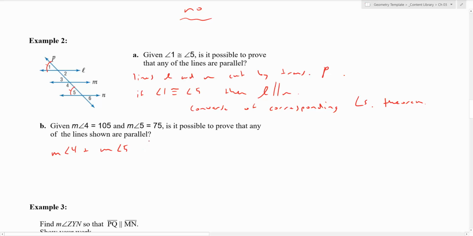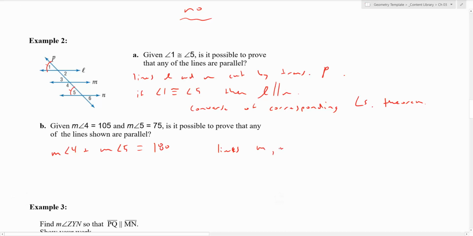And now I'm interested in the sum because I see that angle 4 and angle 5 are not congruent, right? Their measures are different. But if these guys can add up to 180, that would suggest they're supplements of each other, and then we're actually getting somewhere to prove that those lines M and N are parallel. So 105 plus 75 definitely equals 180 degrees. How convenient. Is it possible to prove that any of the lines shown are parallel? Yes, it sure is.